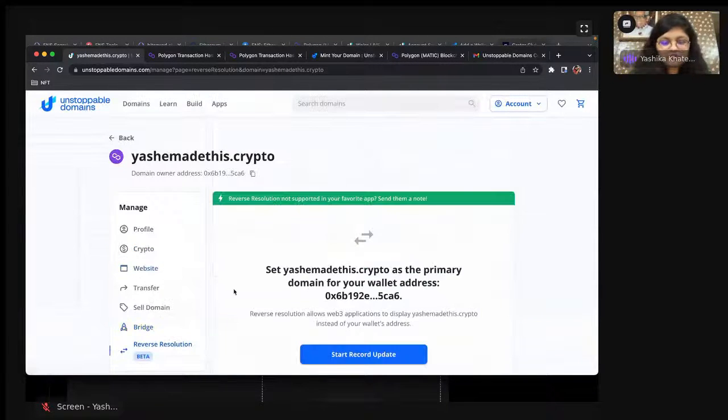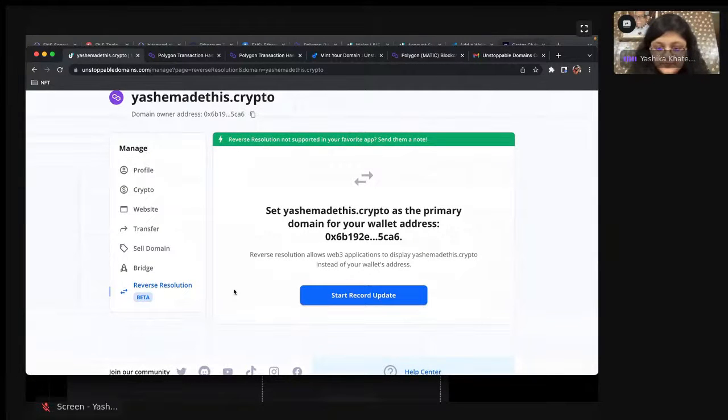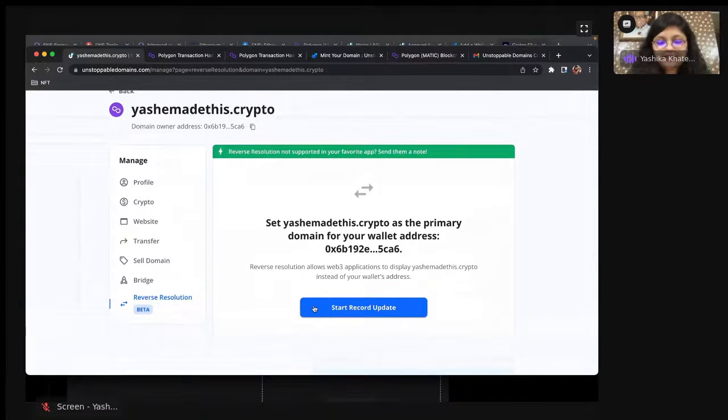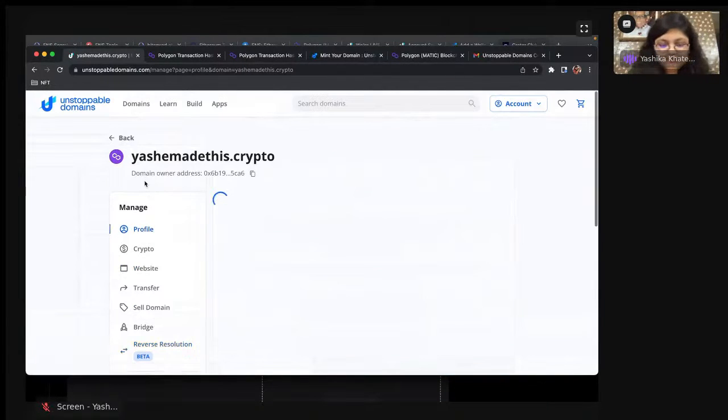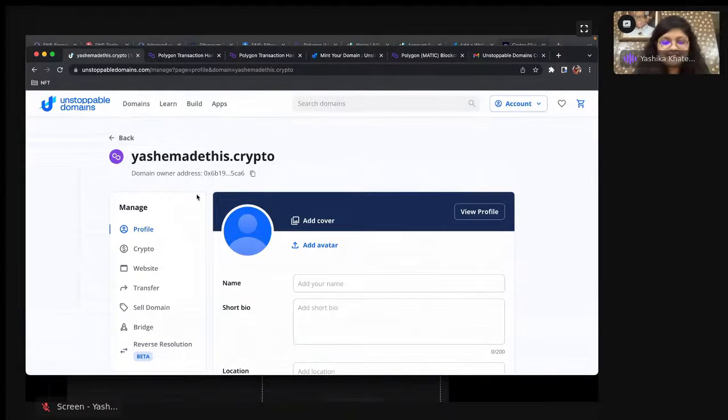And then there's some new option called reverse resolution. So if I click reverse resolution, what will happen? Instead of displaying my wallet address, it would display yashimade.this.crypto, and probably yashikakhatte.eth would not be visible anymore, because I already have yashikakhatte.eth on the same address. I wouldn't want to do that. So I am okay not to have this reverse name on my account as of now. So I can click on that.